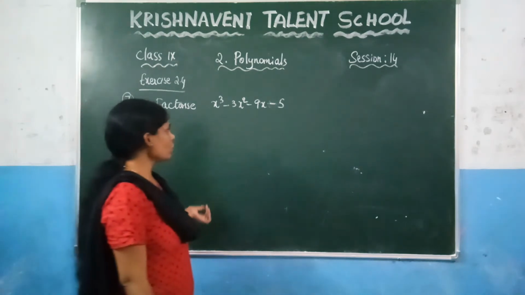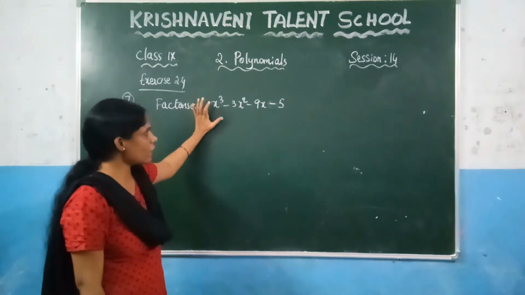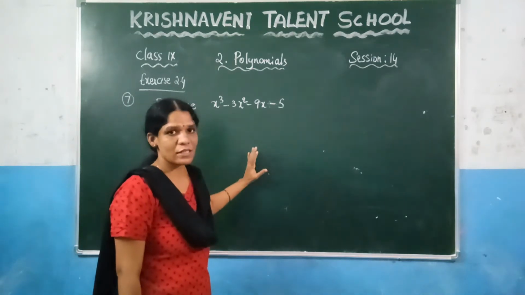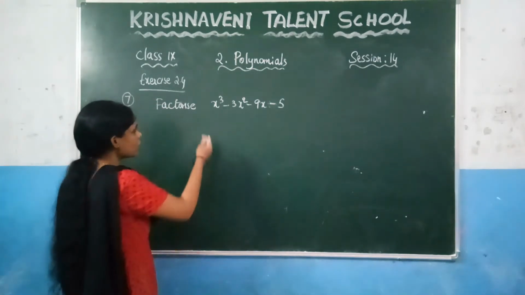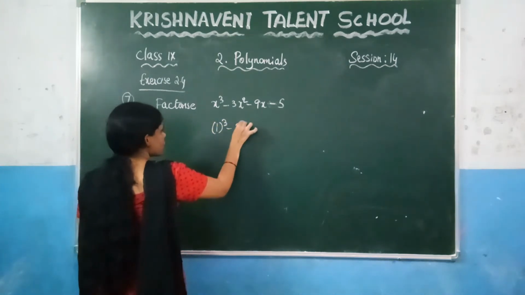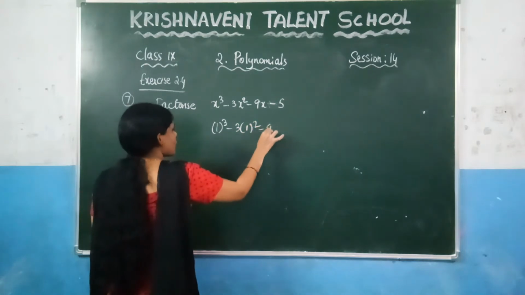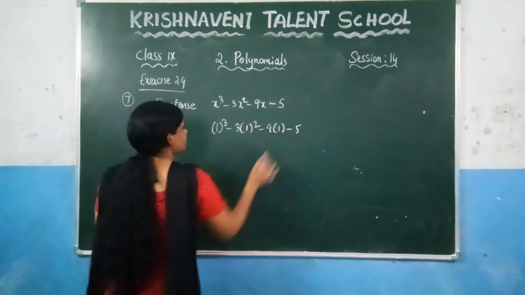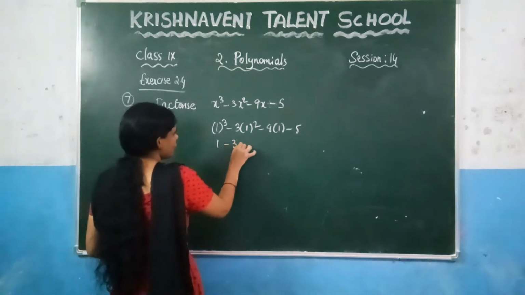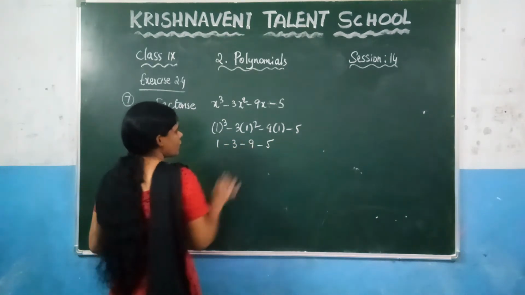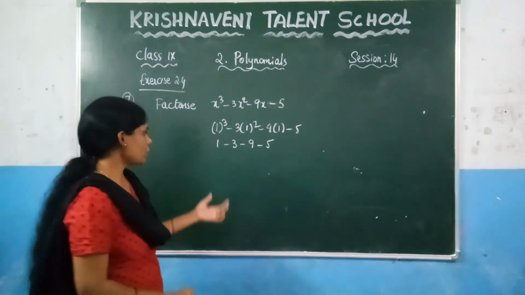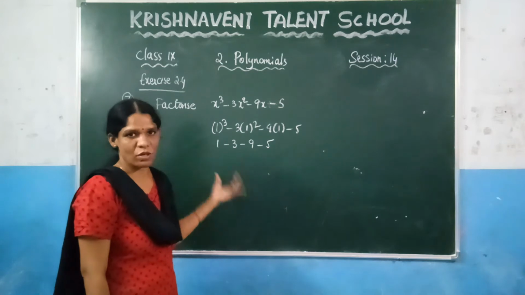You need to put any value of x, so that you can check for which value you are getting the answer as 0. So check it here, put the x value as 1. So what do you get here? 1 cube minus 3 into 1 square minus 9 into 1 minus 5. Right? So here what you get is 1 minus 3 minus 9 minus 5. So add all the negative terms. So definitely you will not get this value as 0.